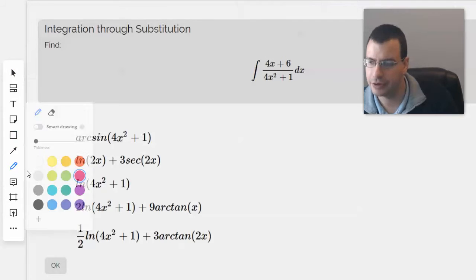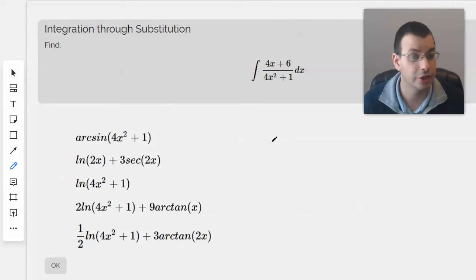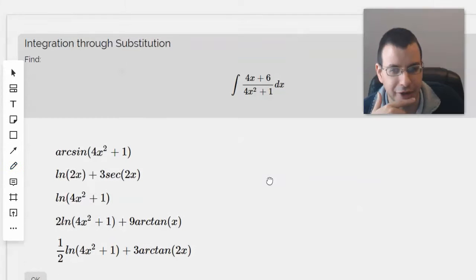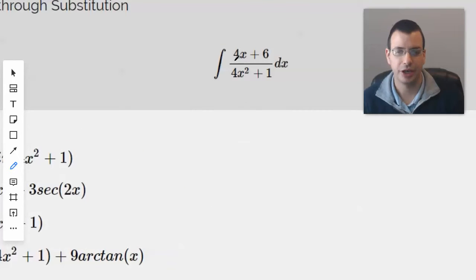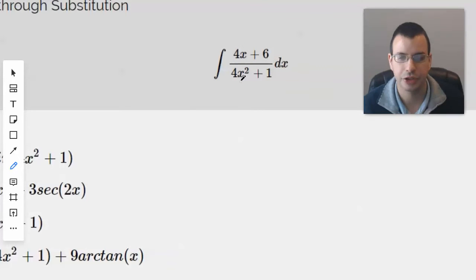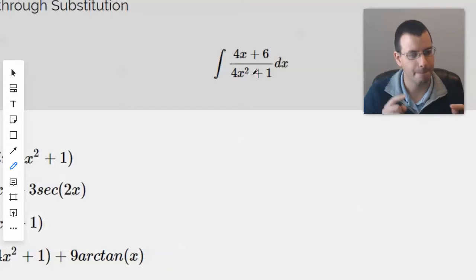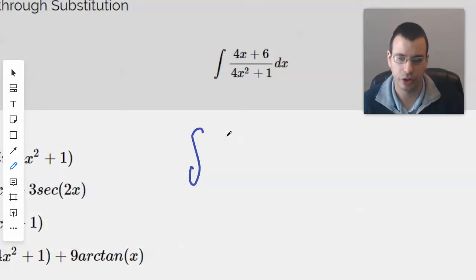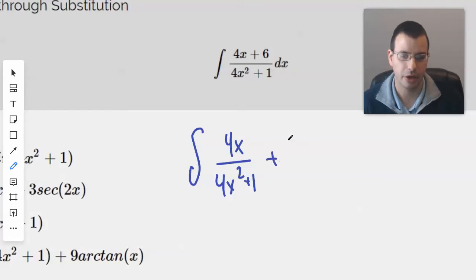So, first thoughts here: you look at this and you think substitution? Well, okay, there's substitution in the title, but more importantly, you see a 4x up here and a 4x squared on the bottom. So what's important here is you think, if we do a u substitution on the bottom, then we can get something on the top. Let me show you. So we'll do 4x over 4x squared plus 1 plus 6 over 4x squared plus 1 dx.